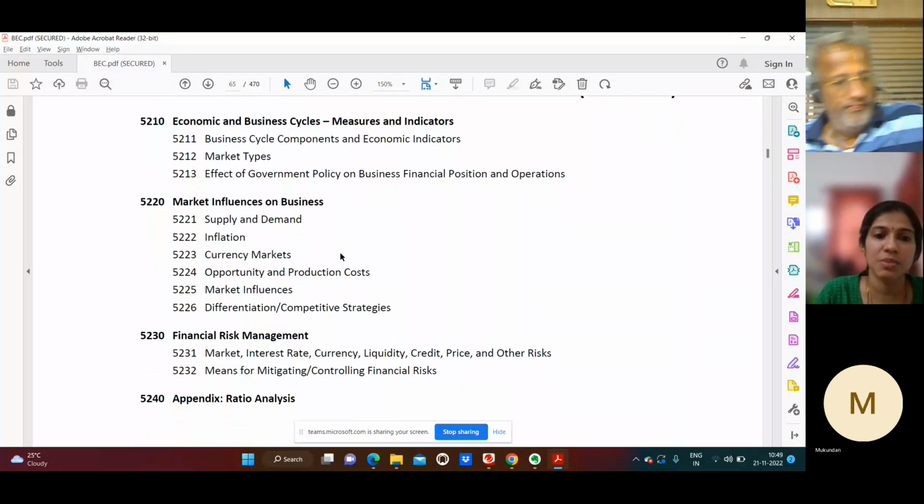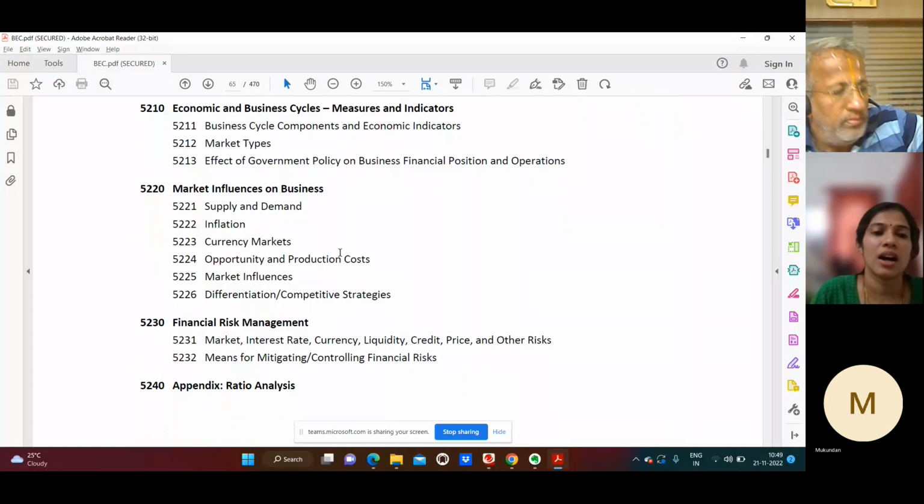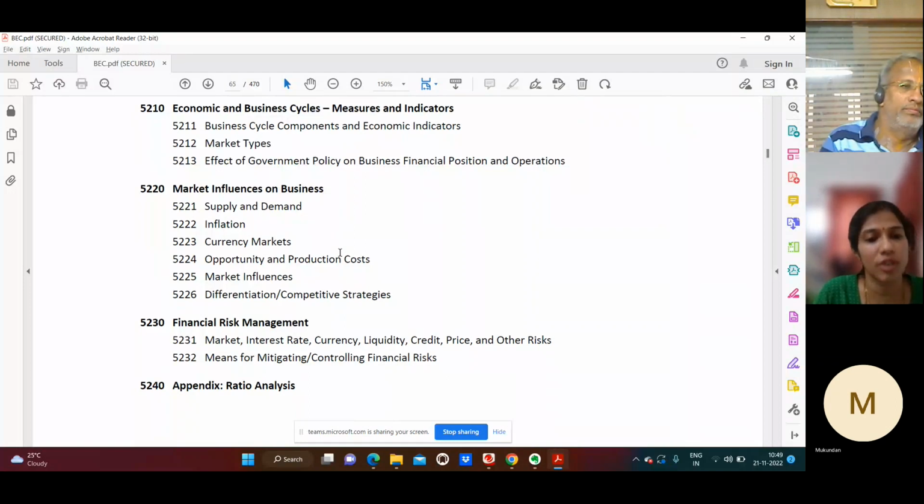And then financial risk management, again, you have different types of risk which a business is exposed to, which an economy is exposed to, which a country is exposed to. So all different types of risks, and what are the ways in which you can mitigate the risk, what are the strategies which a business can apply for mitigating those risks, all that will be covered over here.